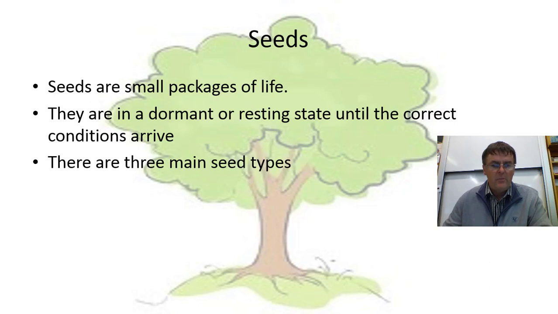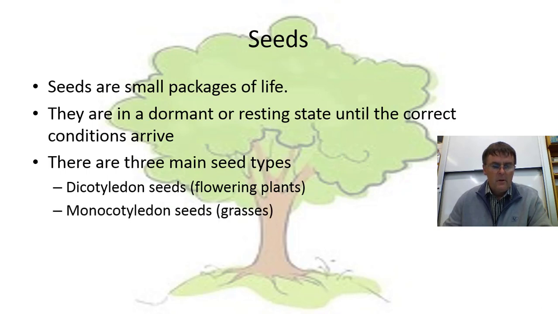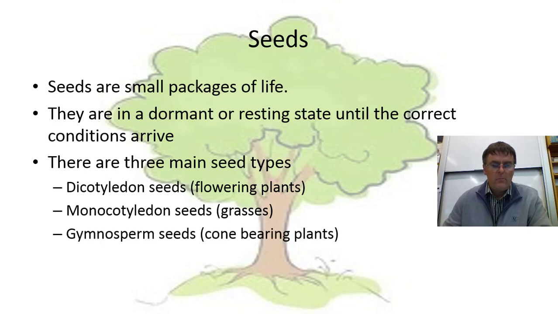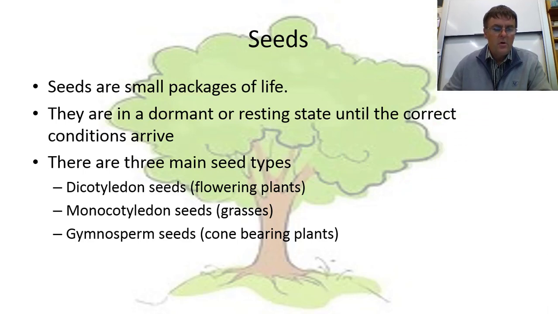And there are three main types. We've got the normal flowering plants you find in the garden, dicotyledon seeds. There are your grasses, with the monocotyledon seeds. And then there are your cone-bearing plants, your pine trees, your needle-bearing trees. They have gymnosperm seeds. Cotyledon refers to the seed leaf inside the seed. Dicot means it's got two. Monocot means it's only got one.